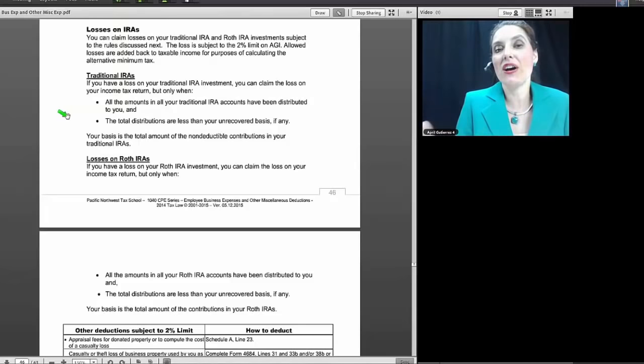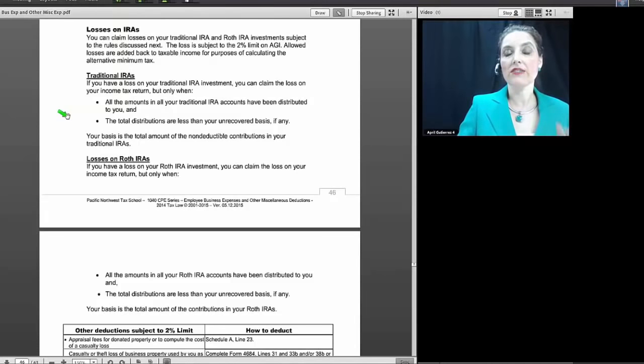But at any rate, you have a cost basis in that IRA, and your cost basis is 10 and you pull 8 out. You've got a $2,000 loss. The IRS says you can deduct that, and it would be subject to the 2% limit, and you would claim it on line 23 of Schedule A.